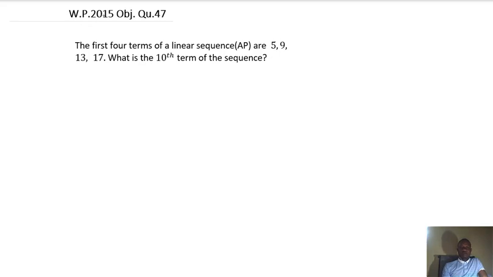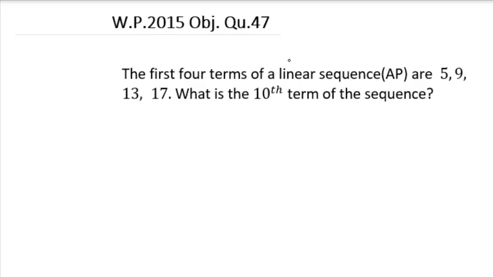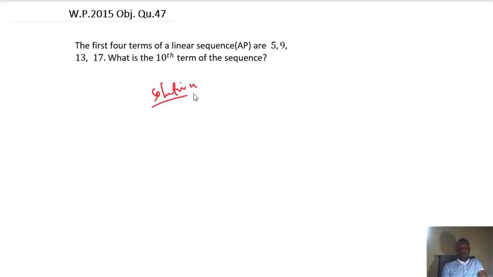Today we are going to do WASSCE Private 2015 objective question number 47. And there is a question. The first 4 terms of a linear sequence are 5, 9, 13, 17. What is the 10th term of the sequence? So we have the sequence here: 5, 9, 13, 17. With this sequence, the first term is equal to 5. And the common difference is going to be 9 minus 5, which is equal to 4.